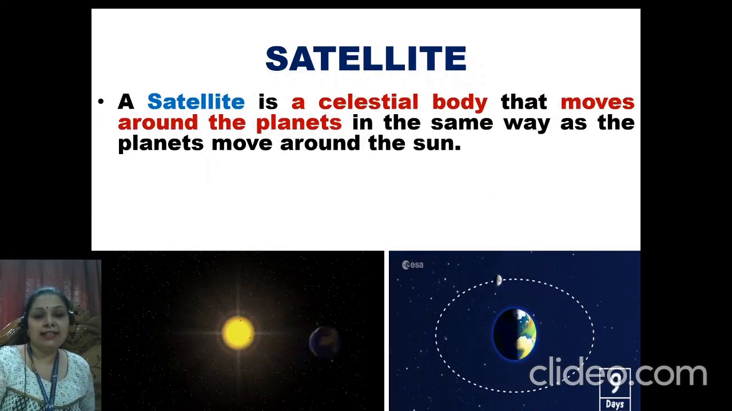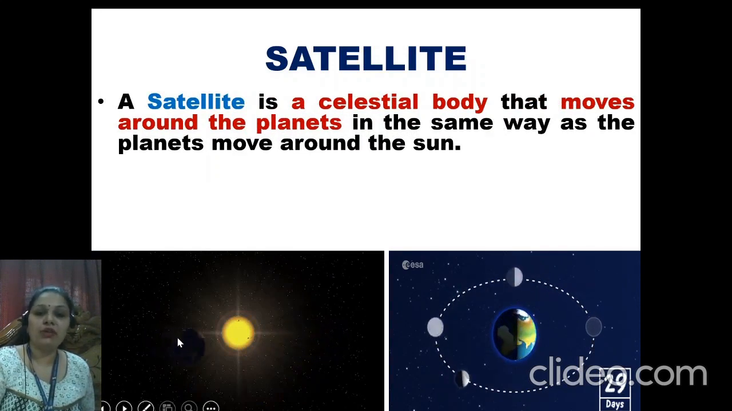Now what is a satellite? You can see a satellite is a celestial body that moves around the planets in the same way as the planet moves around the sun. So the satellite is a celestial body, just like the planets revolve around the sun. The same way the satellites also revolve around the planets.